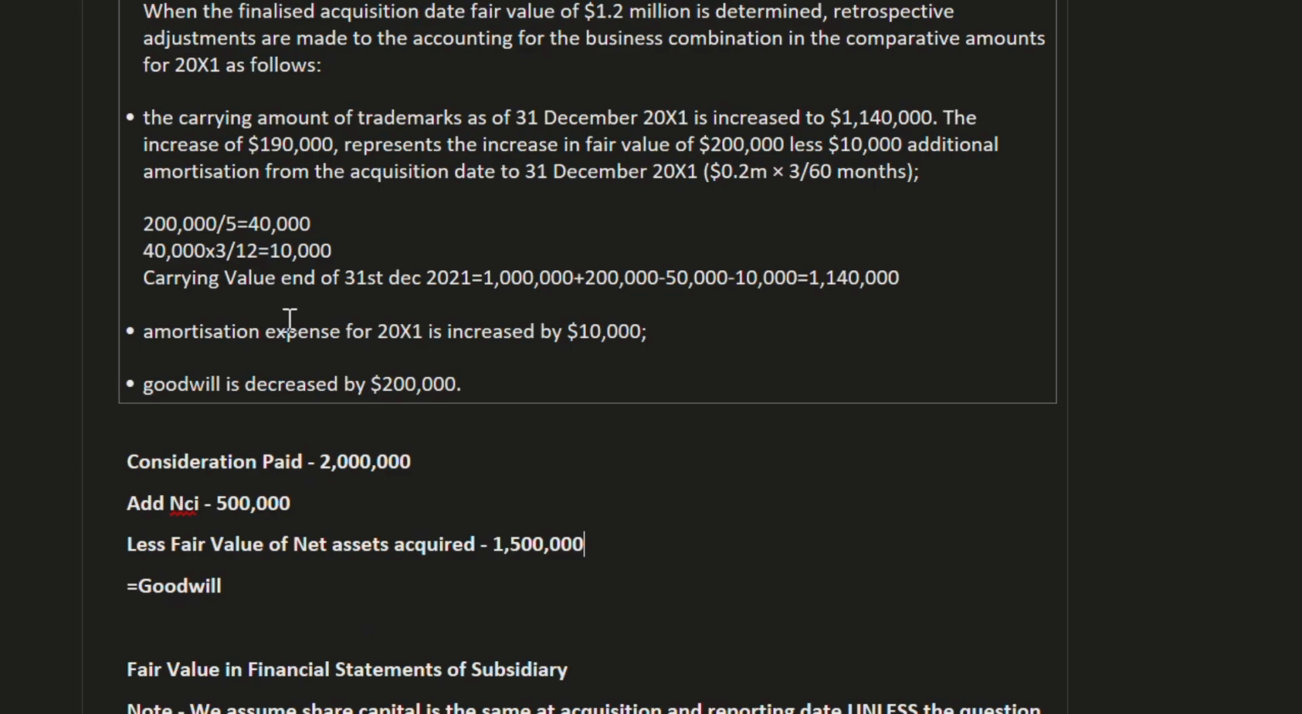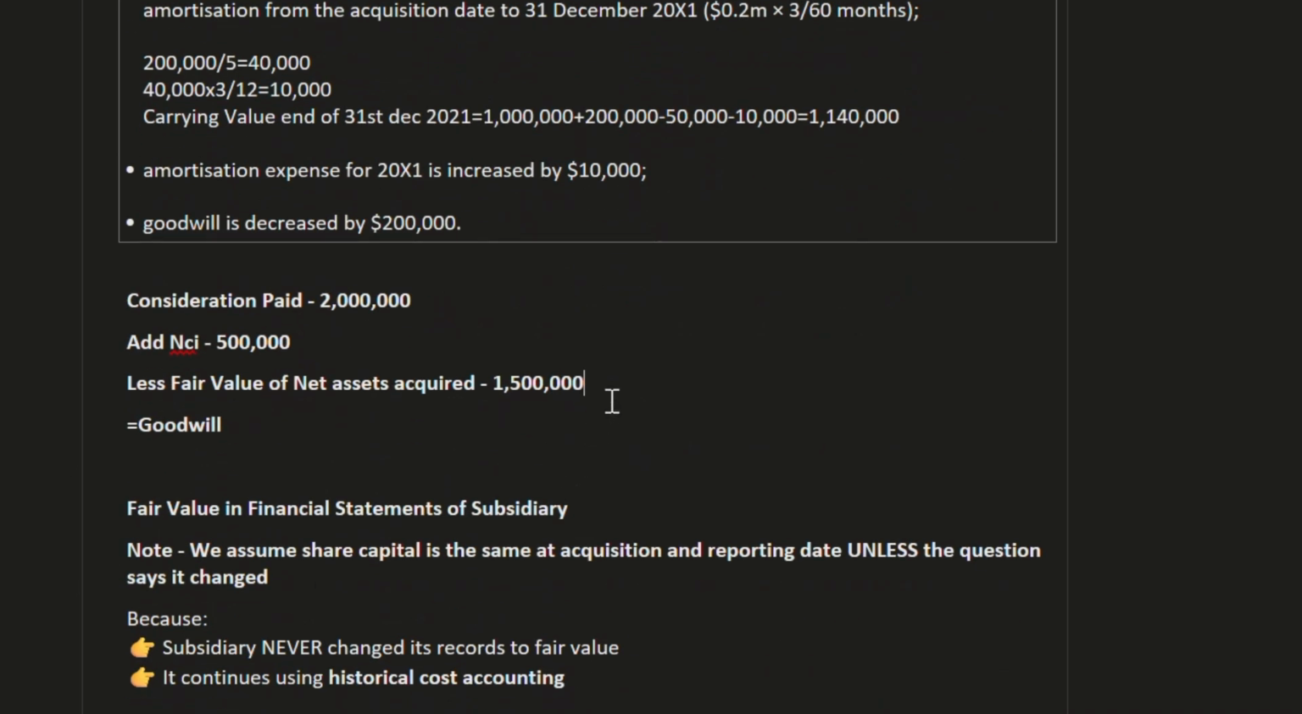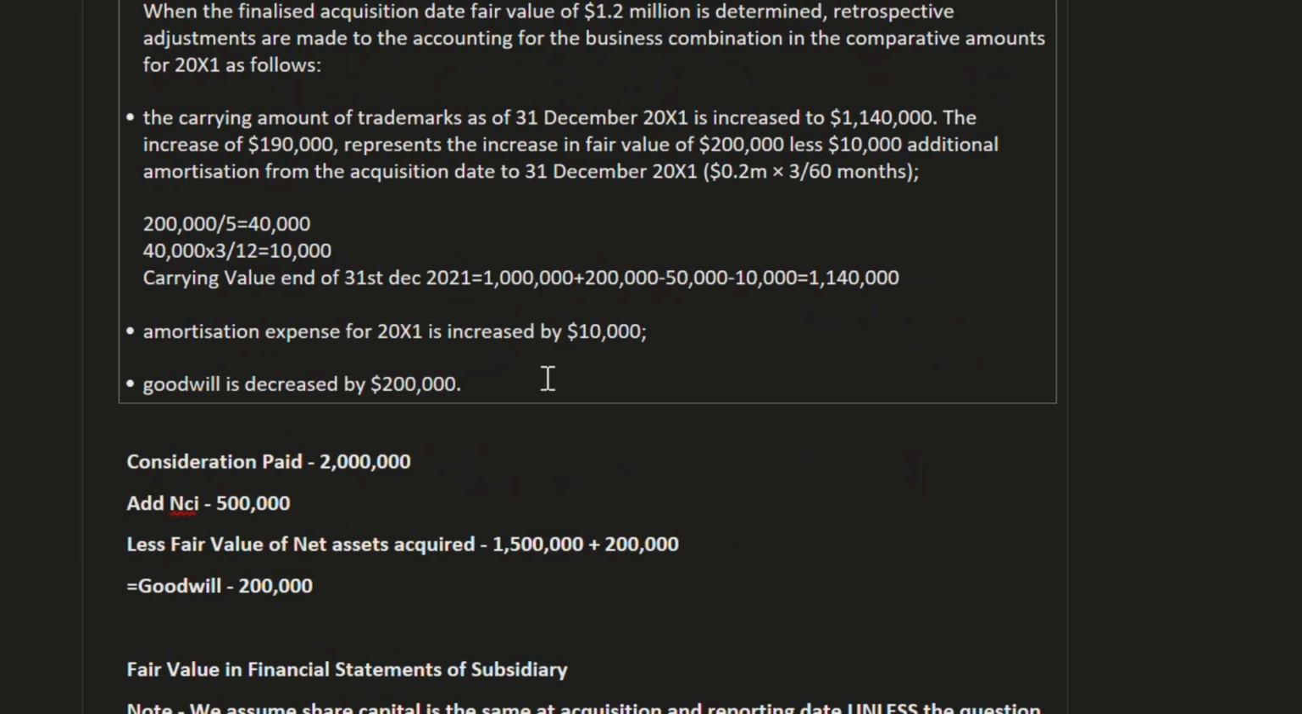When the value of the trademark increases by 200, it means we need to add 200 here. So when we add 200 here, goodwill will decrease by 200. That's what they are saying. Goodwill will always decrease when the fair value of net assets increases, due to any reason like valuation or a fair value uplift. Once the fair value of net assets increases, goodwill will decrease. Simple rule.